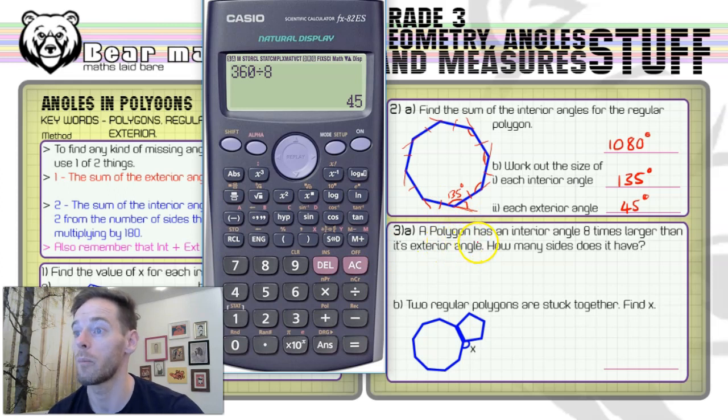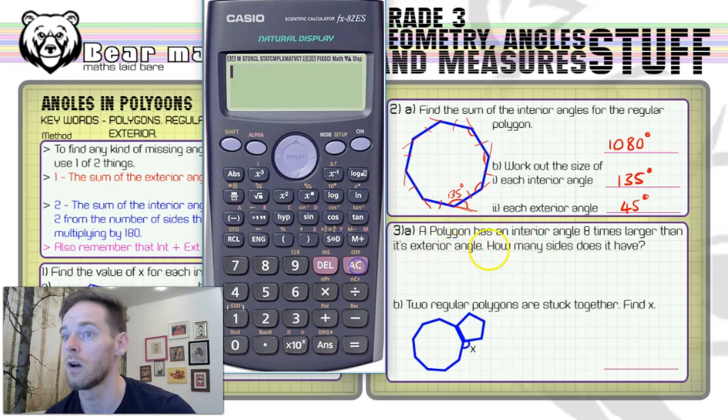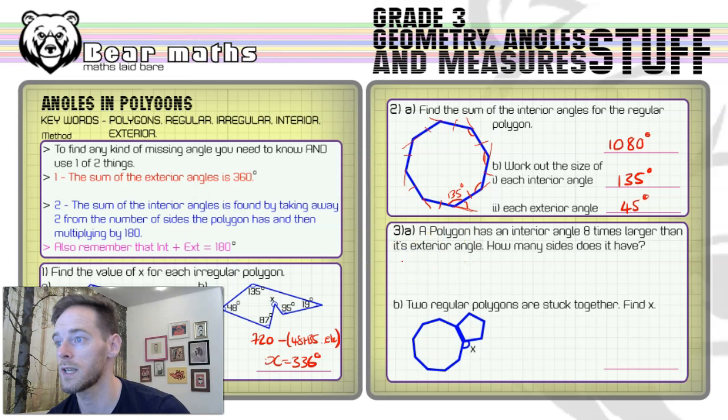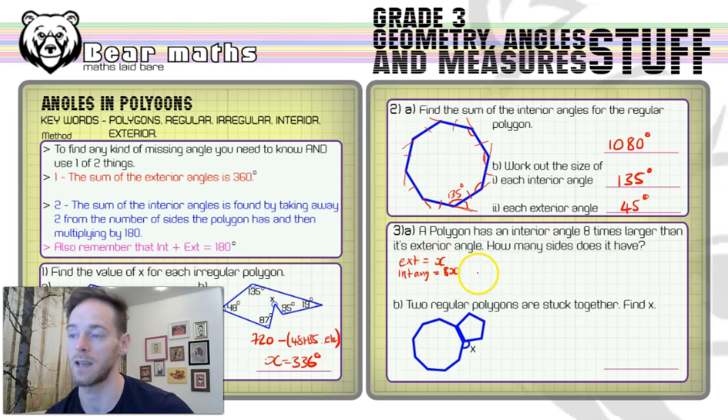So 3A. A polygon has an interior angle 8 times larger than its exterior angle. How many sides does it have? This seems pretty complicated on the face of things. But if the interior angle is 8 times larger than its exterior angle, we could call the exterior angle x, and the interior angle 8x. We can do that because it's 8 times larger, 8 lots of x, yeah?